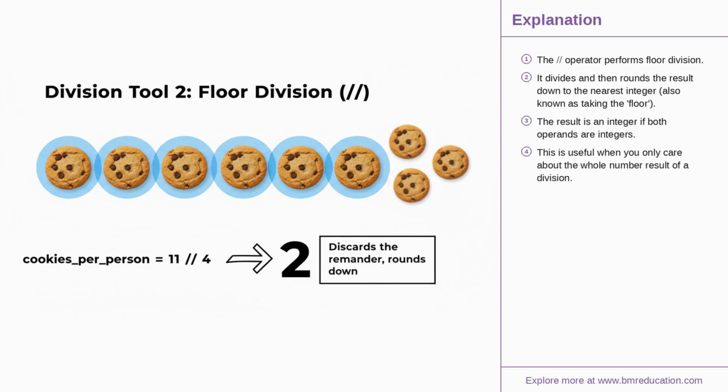For that, we use floor division with a double //. It performs the division and then rounds the result down to the nearest whole number, effectively chopping off the remainder. This is perfect for problems like figuring out how many full boxes you can pack.